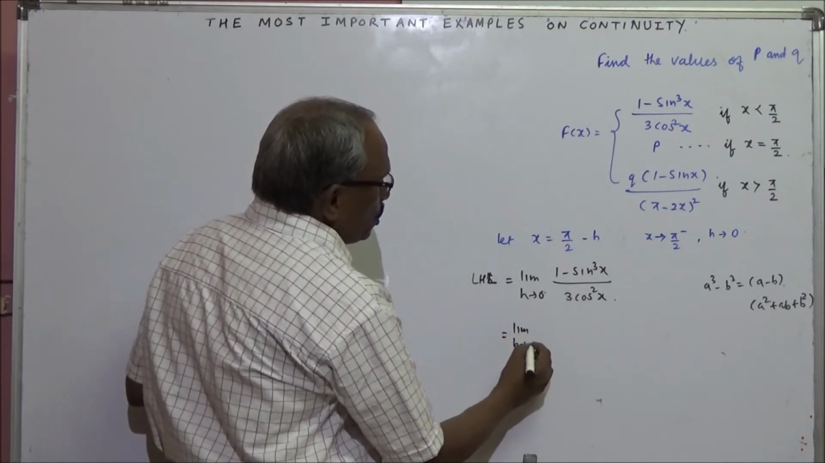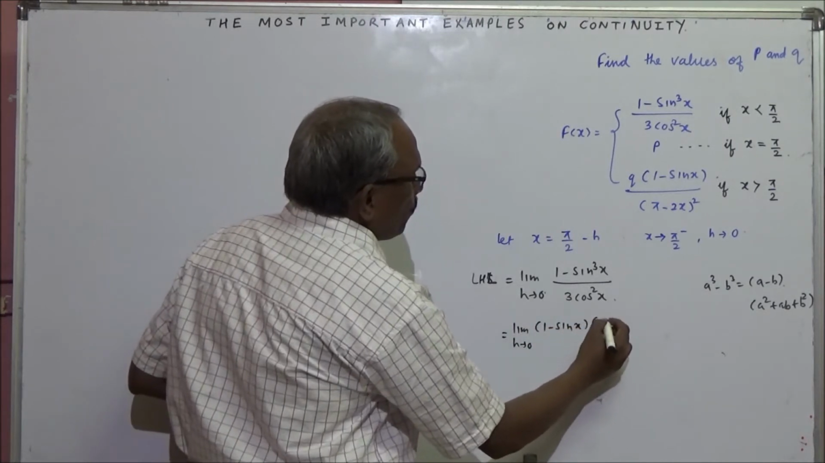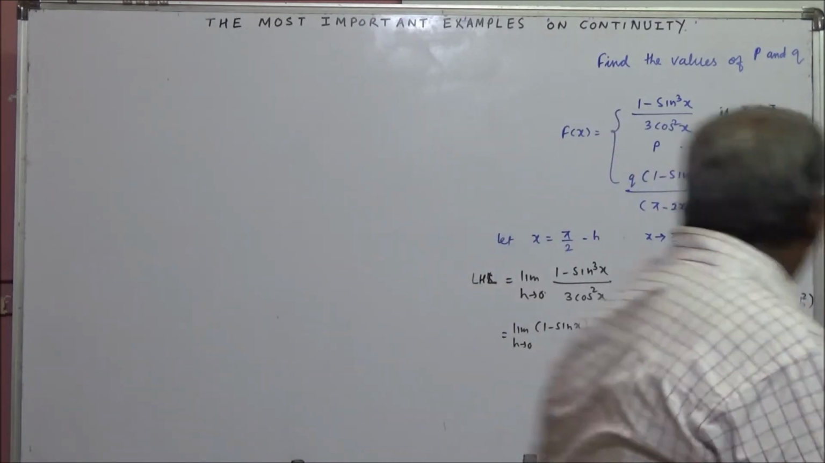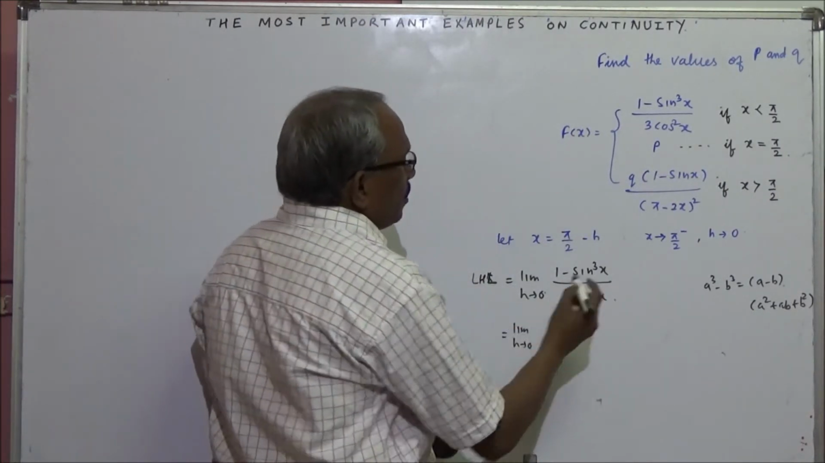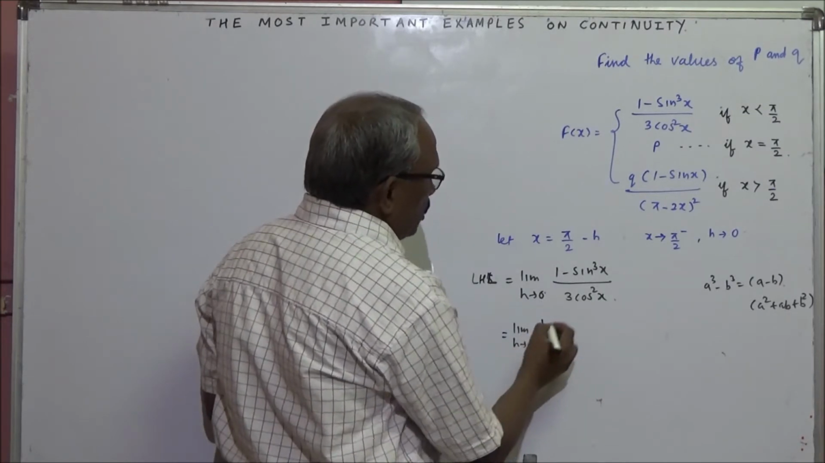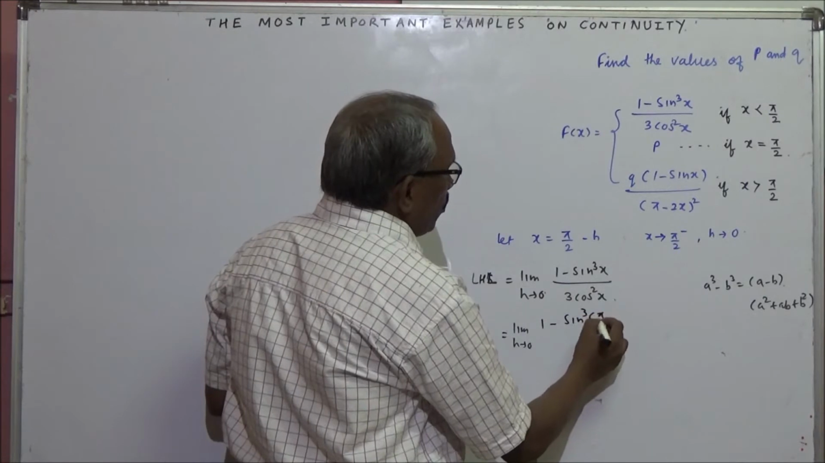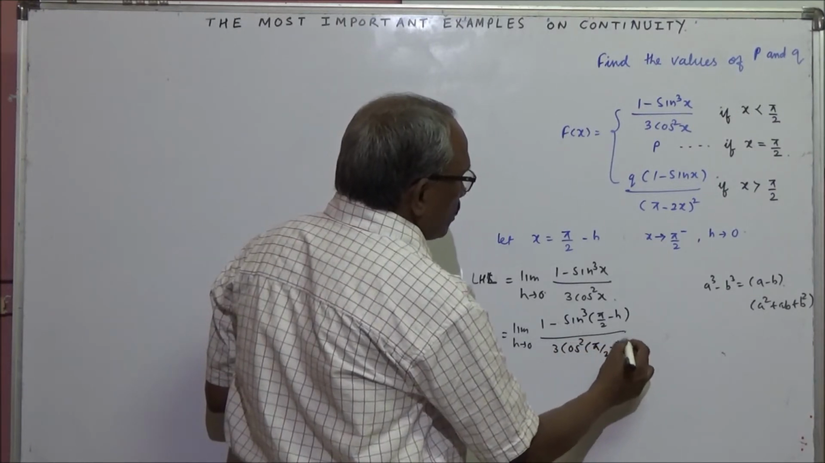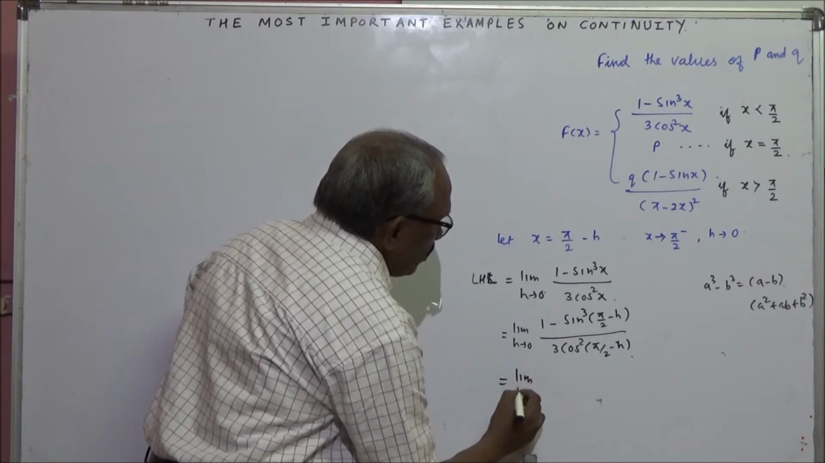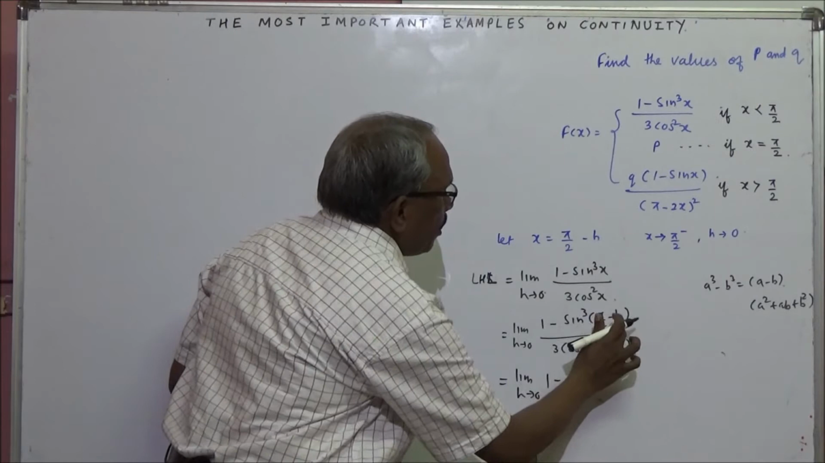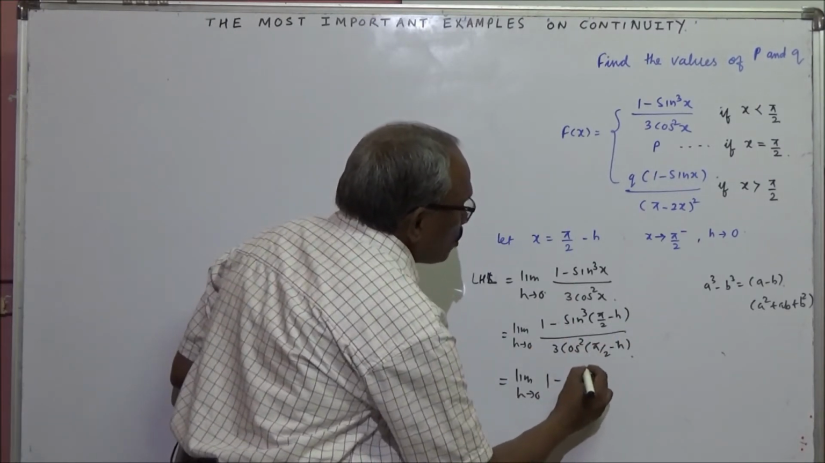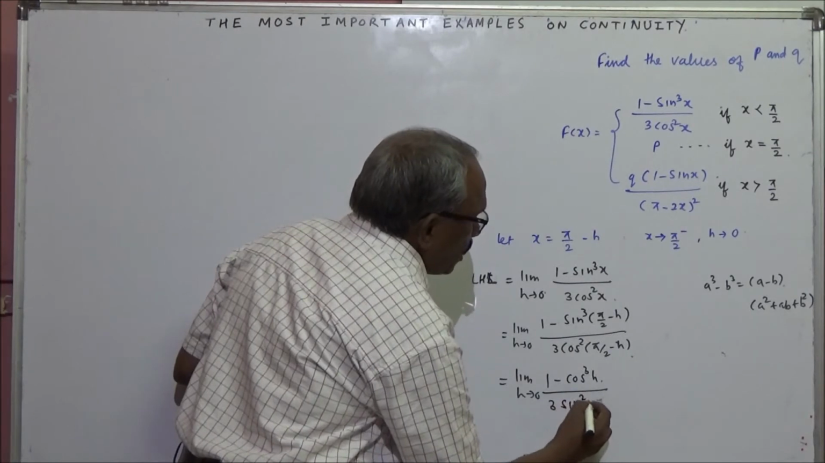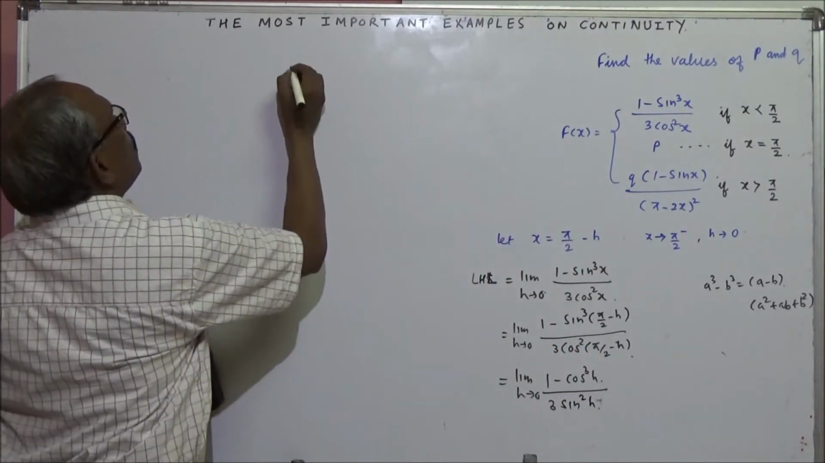So limit h tends to 0, 1 minus sin x into... So before that we have to write here x is equal to pi by 2 minus h लिखना है. Limit h tends to 0, 1 minus sin cube pi by 2 minus h upon 3 into cos square pi by 2 minus h. So this is equal to limit h tends to 0, 1 minus sin pi by 2 minus theta means it is cos cube h upon 3 into cos pi by 2 minus theta means sin theta, sin square h.